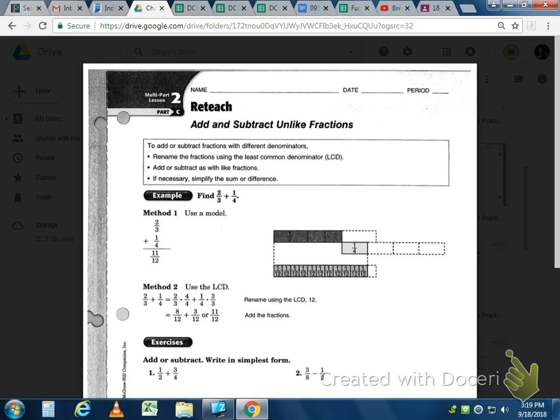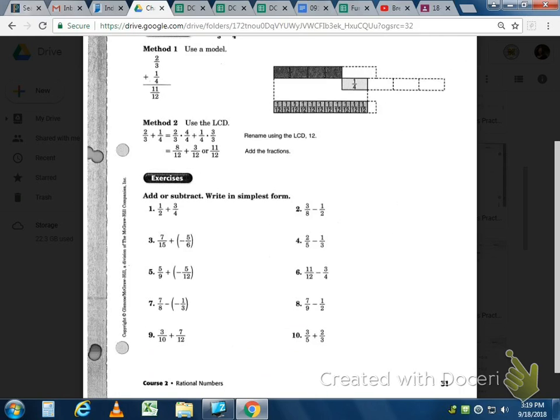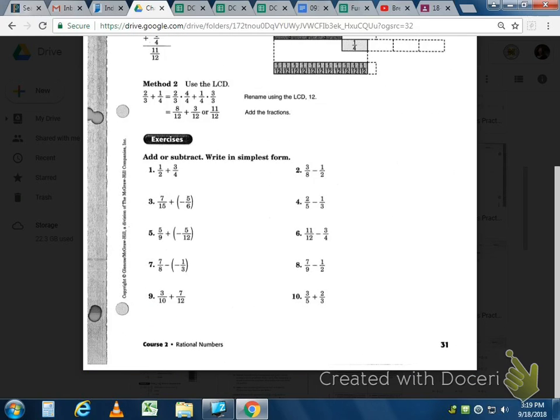And once you rename with the least common denominator, then we're back to fractions like we talked about yesterday. You add or subtract the numerators. Always make sure that you simplify. That's really important, that you simplify your final answer. Alright, let's look at some of the examples that are here. You guys are supposed to write the odd ones down, so we're going to talk about these.